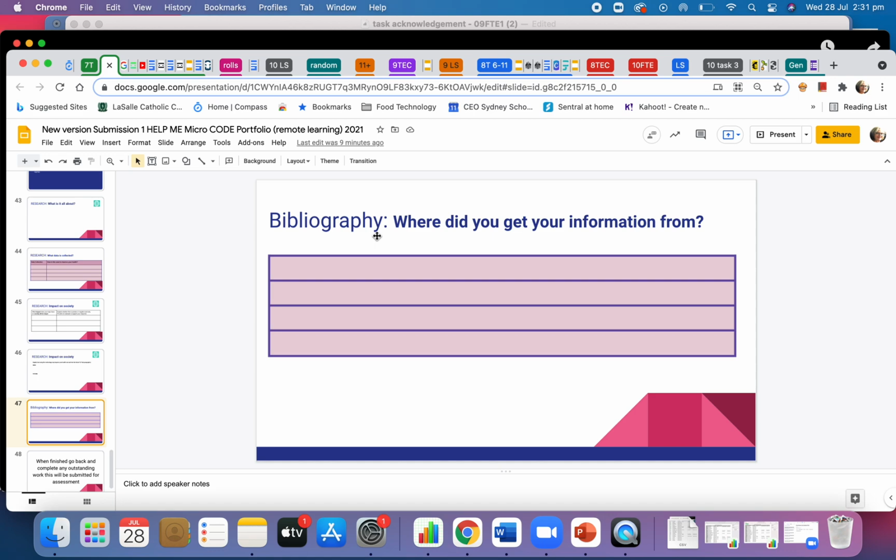The last bit: where did you get your information from? As you're going through your task, make sure that you're putting your bibliography stuff in here, so that when you get to the end, you've just got to put the last finishing touches on it.